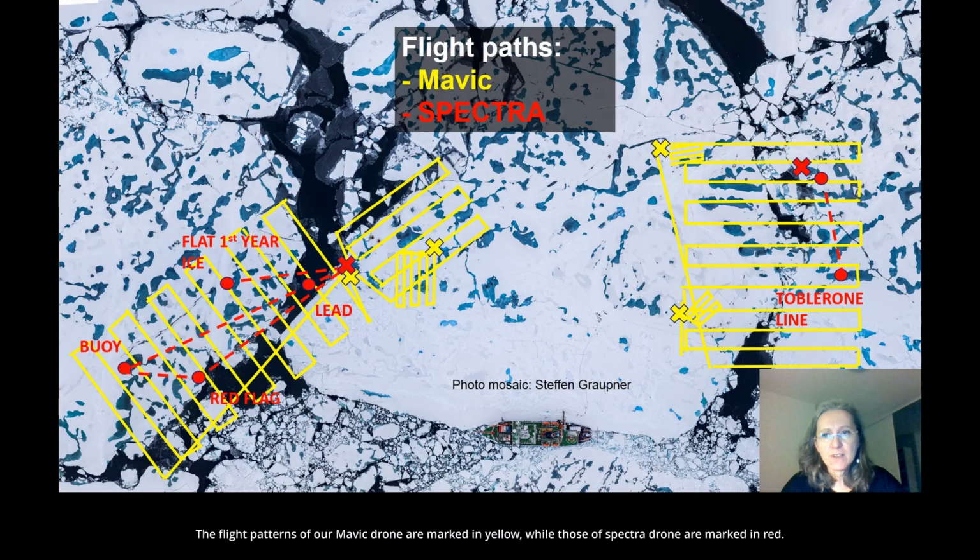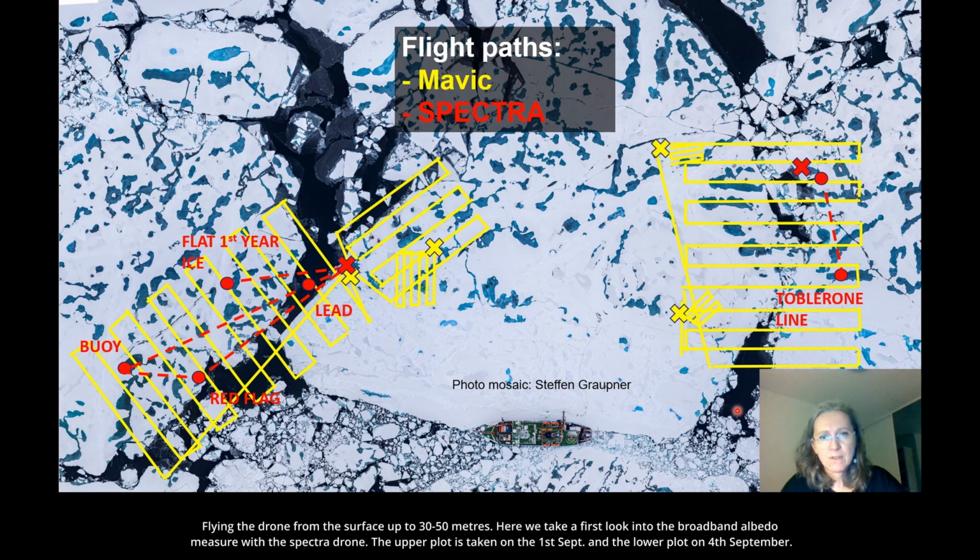The flight patterns of our Mavic drone are marked in yellow, while those of the Spectra drone are marked in red. Crosses here mark the starting point of the flights, and the red dots mark the locations where we took repeated vertical profiles of albedo, flying the drone from the surface up to 30-50 meters.